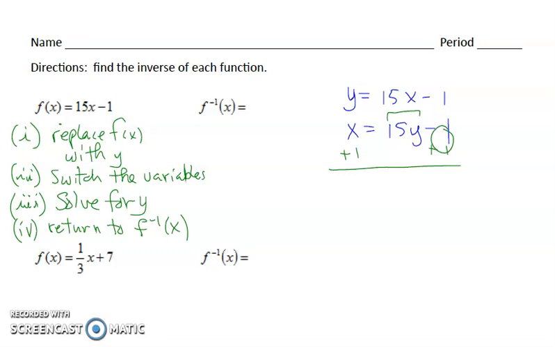So if I'm trying to solve the equation, I reverse the order so that we undo the subtraction first, and then we undo the multiplication second. So the multiplication step we would do divide by 15. So this is our inverse. So again, the last step is return back to inverse notation, and we're doing f of the negative 1. That negative 1 is not an exponent. It's read the inverse of f of x, and the answer is x plus 1 over 15.